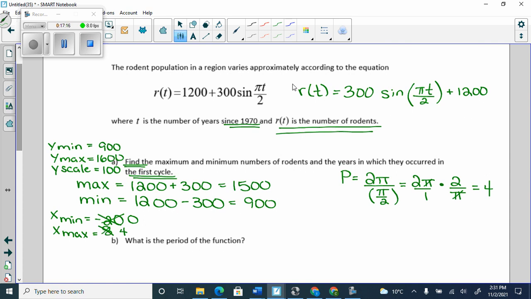And then your x scale could be 1. What mode must I be in? Because this is a word problem. Radians. You can make it be 1. If you make it be 0.5, you just see more ticks, you know? Up to you.